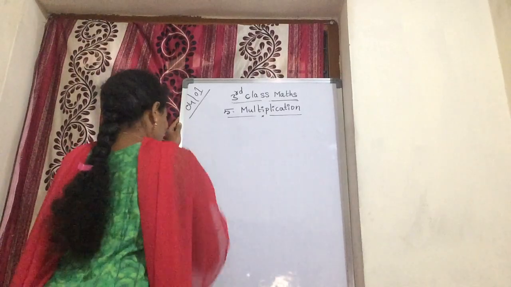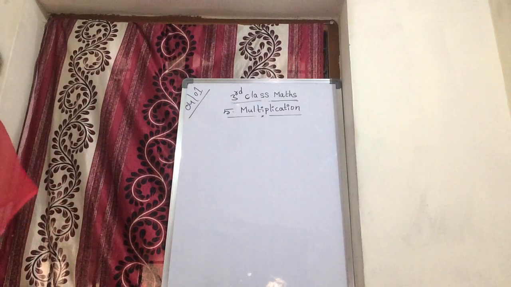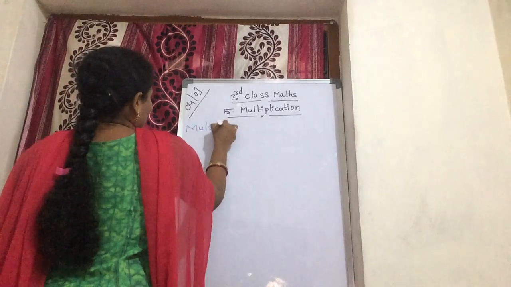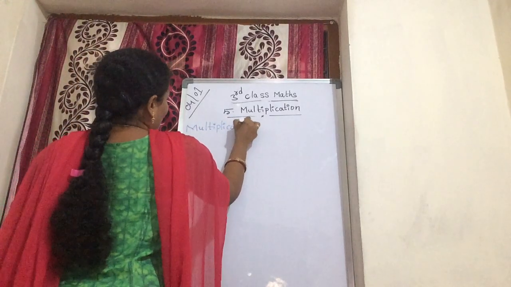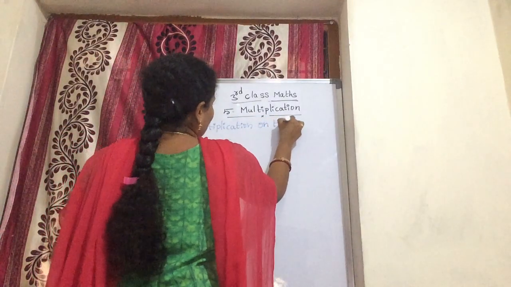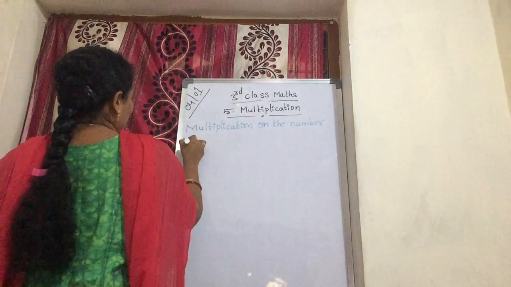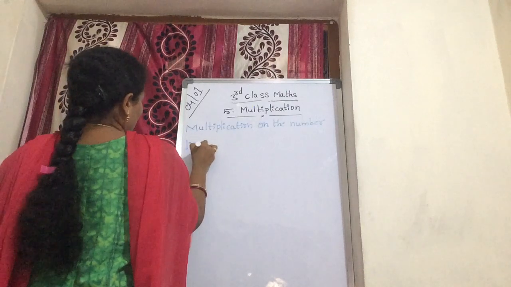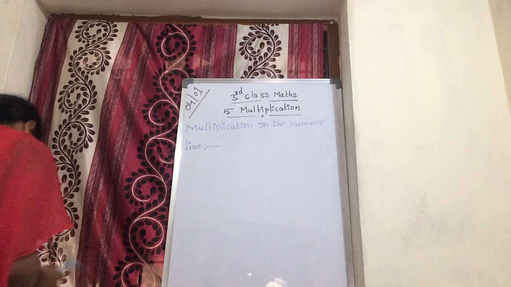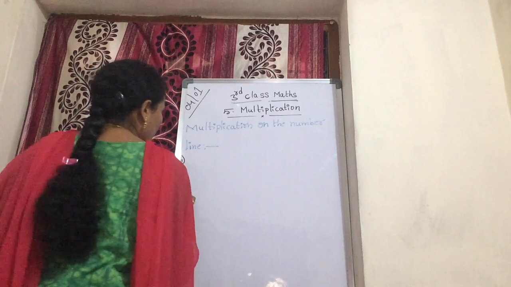Some more examples, Amma. Now put a heading: Multiplication on the number line. Now some more examples. Multiplication on the number line. First problem, Amma.